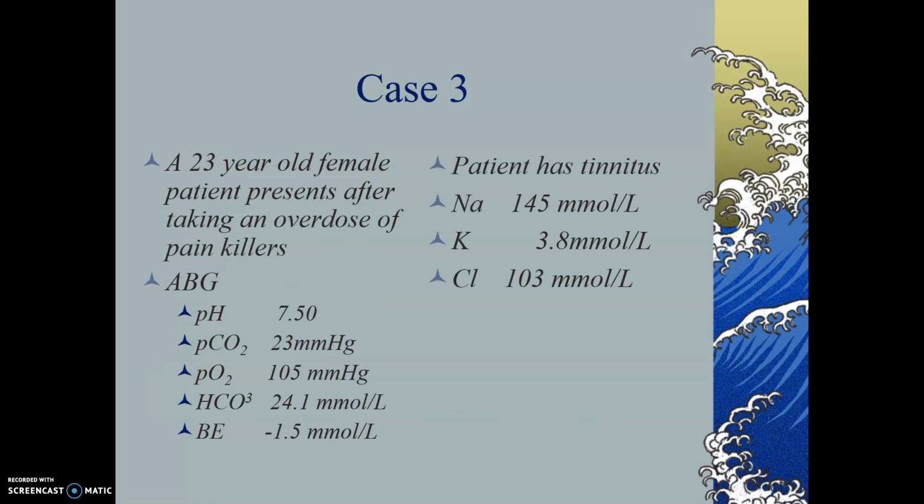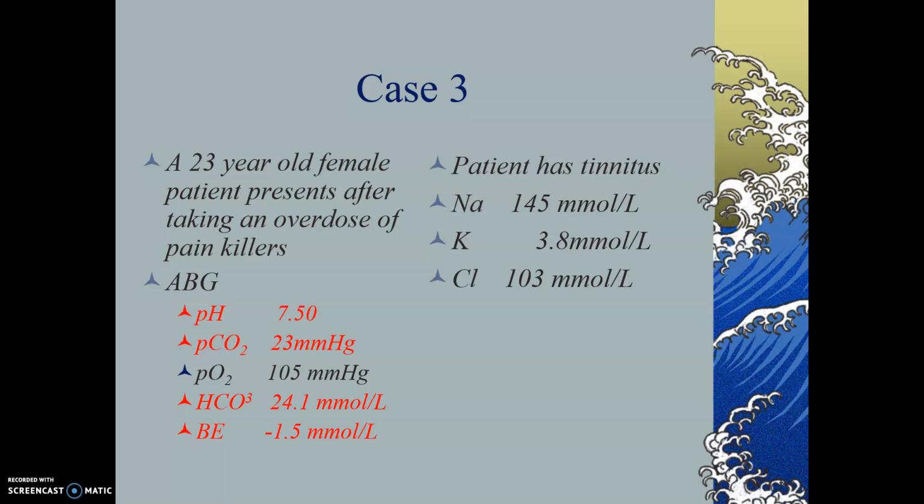The third case is a 23-year-old female who took an overdose. pH is high, she's alkalotic. The PCO2 is low, which fits with a high pH. She has a respiratory alkalosis. Now we turn our attention to the bicarb. The bicarb is a little low.